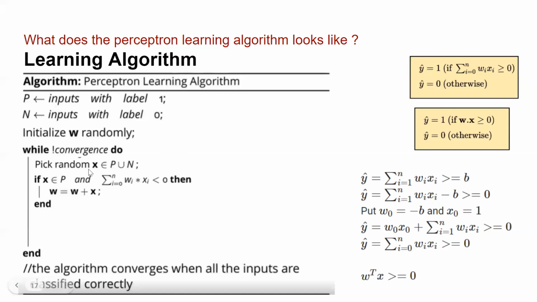Now, what I'm saying is pick any random point X from your data. So this P union N means what? It is the set of all observations in my data set. So pick any random observation from your data set, right? And check what is its target value.